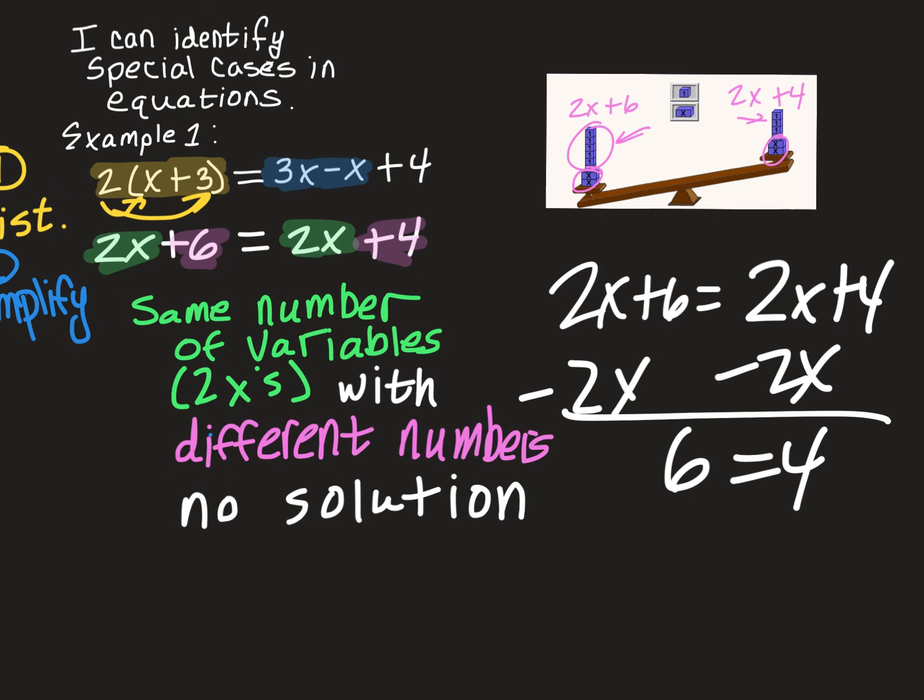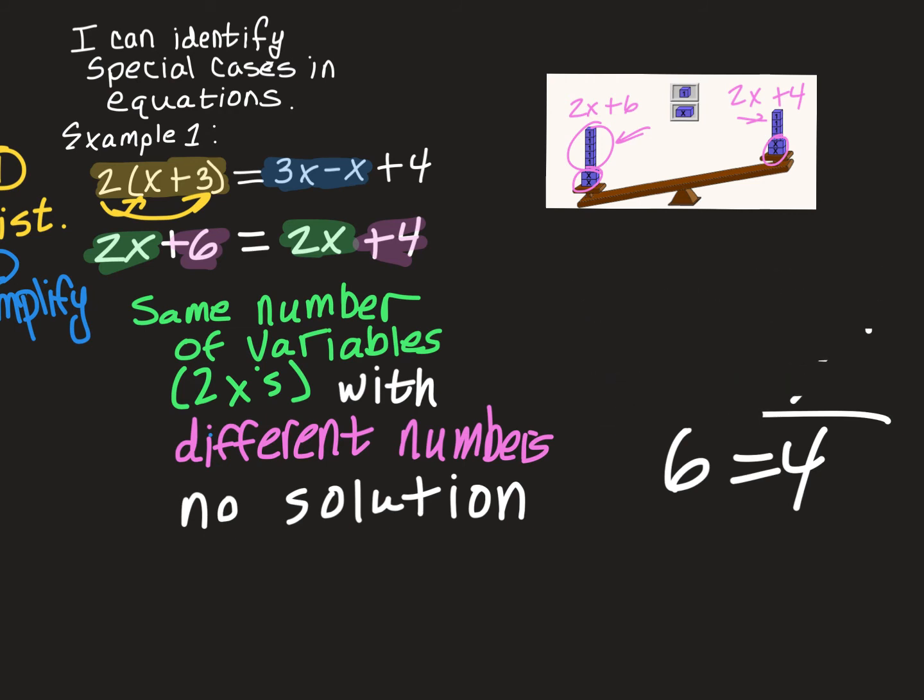So anytime you distribute, combine like terms, do whatever you need to do, and you see you have the exact same variable on each side paired with a different number, you should automatically stop. You don't even need to do this step because you should be like, wait a minute, that doesn't make any sense. That's got to be no solution because it says they're equal, but they can't be equal. Like, that's impossible. The one with the 6 is always going to weigh more.